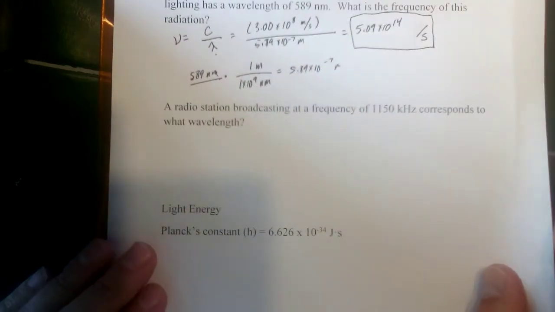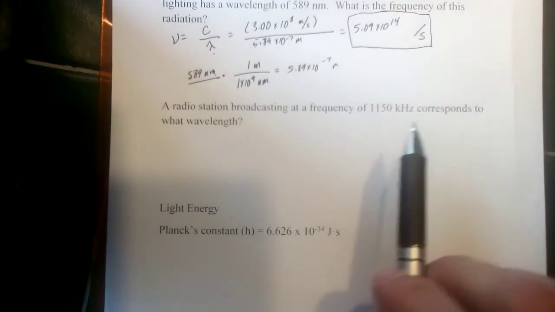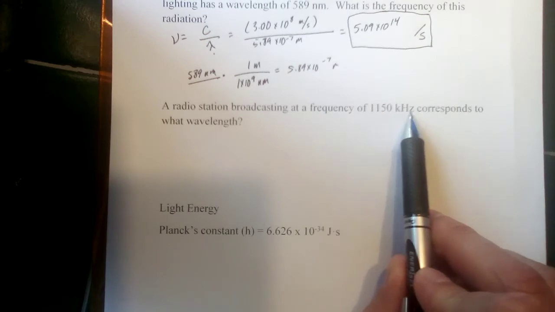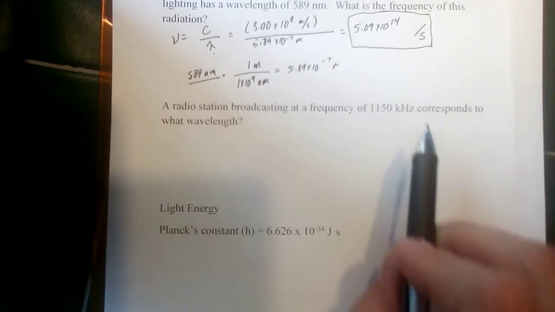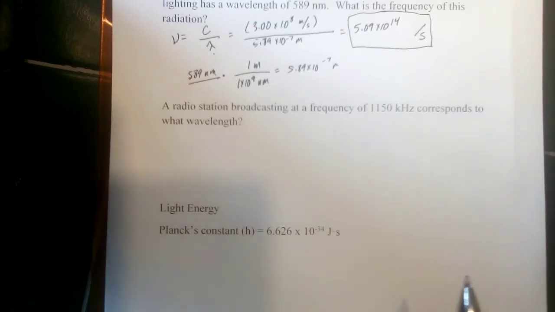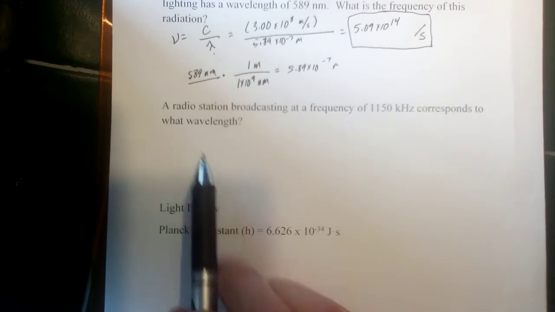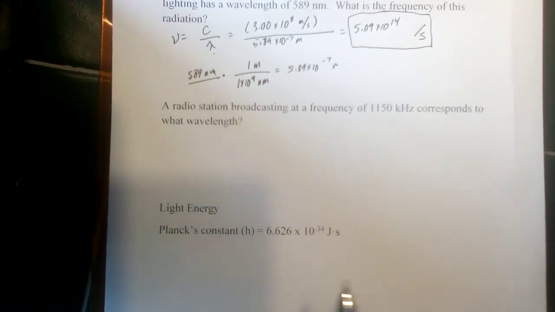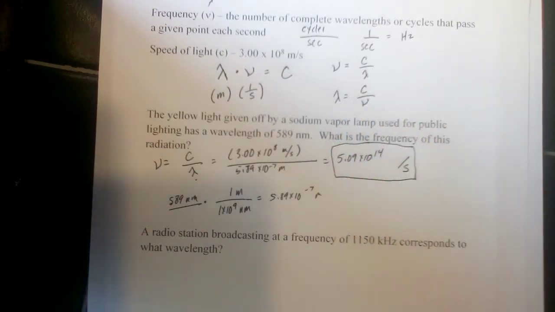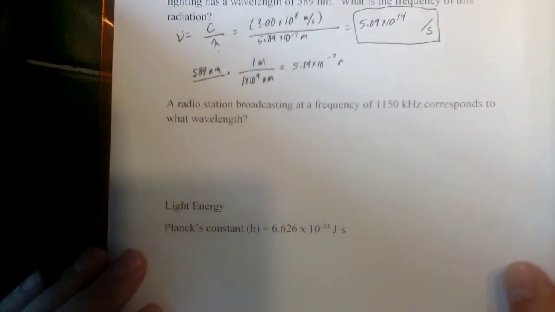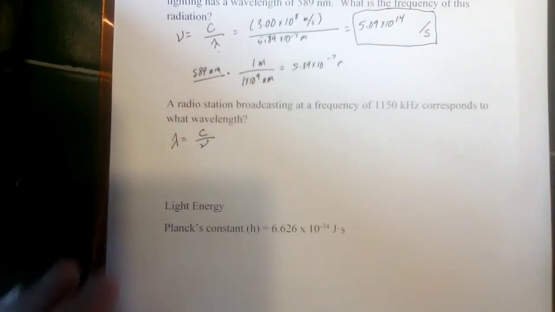Okay, second example. Here, we've got a radio station broadcasting at a frequency of 1,150 kilohertz. Now, the kilo prefix, we kind of know what that means, but we'll have to factor that in as we do the problem. In this case, we want to solve for the wavelength. So we're given the frequency, and we want the wavelength. We return to our original discussion of the equation. There's a version here that we can use to solve for wavelength: the wavelength would be the speed of light over the frequency.